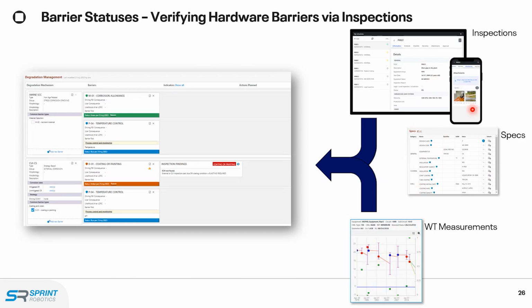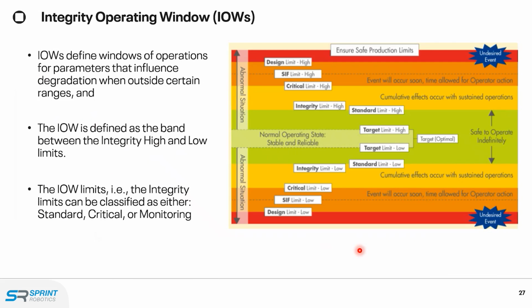I will review specifications. I will review wall thickness measurements. There's going to be a number of sources of data. We're going to look into IOW, which is the same concept. You define the upper and lower limits, and whatever you operate within that limit, you're safe. If you go beyond those limits, it might be a little bit dangerous. So we're going to update the status and say that integrity operating window is out of range.